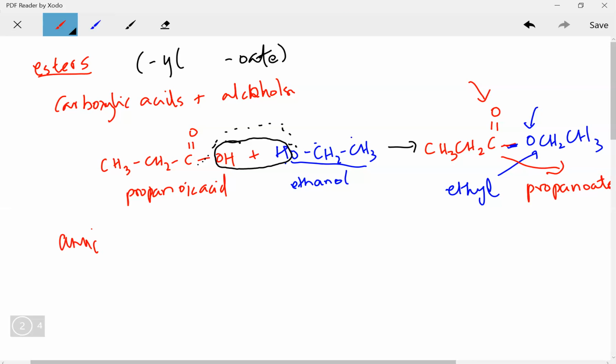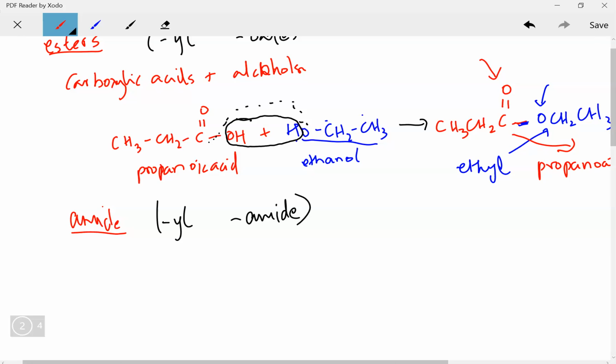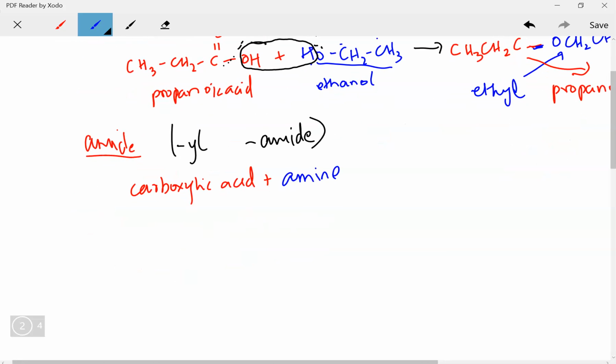Similarly, there are a class of compounds called amides. The endings look like yl and then amide, so it's very similar to an ester. Here we're going to mix a carboxylic acid, and we're going to add that to an amine, and that's going to give us an amide. So we'll do a different example. Let's say we'll do HCOOH. This is interesting, it has only one carbon, but it has a carboxylic acid ending. So this is methanoic acid.